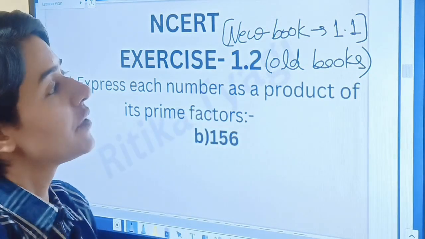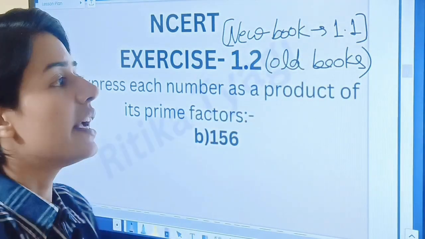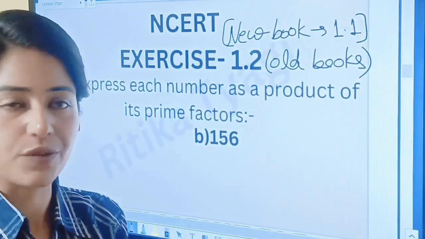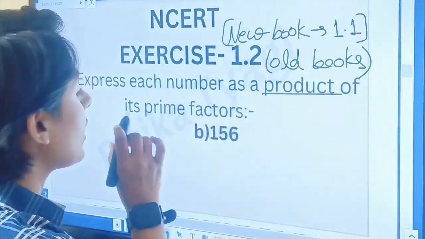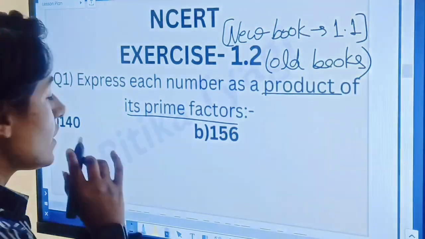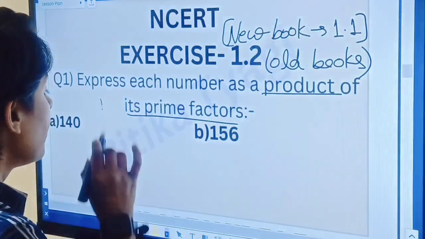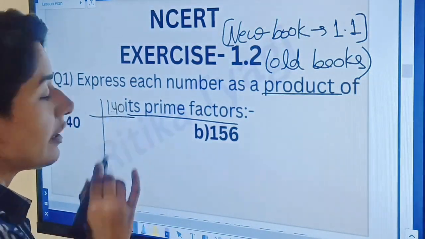NCERT exercise. In the new book it is exercise 1.1 and in the old books it is exercise 1.2. Question number 1: Express each number as a product of its prime factors, that is 140. So we have to factorize 140.